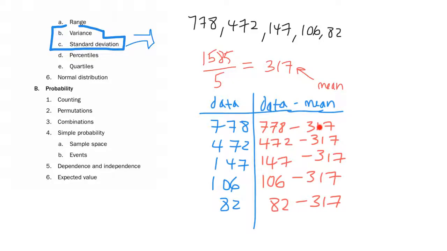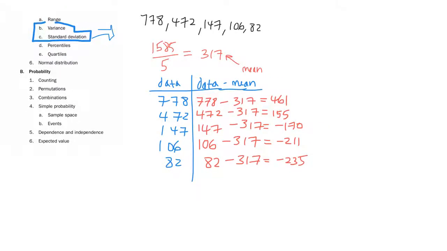So in each of these little rows, we're subtracting the mean, and this would equal 461. This one would equal 155. This one would be 170, or negative 170 actually. This would be negative 211, and this would be negative 235. And then what you would want to do at that point is take the average of the squares of these. So you're going to want to square these. Mathematicians like to square these because we want the negatives to become positive. So what we do is we end up squaring these numbers.